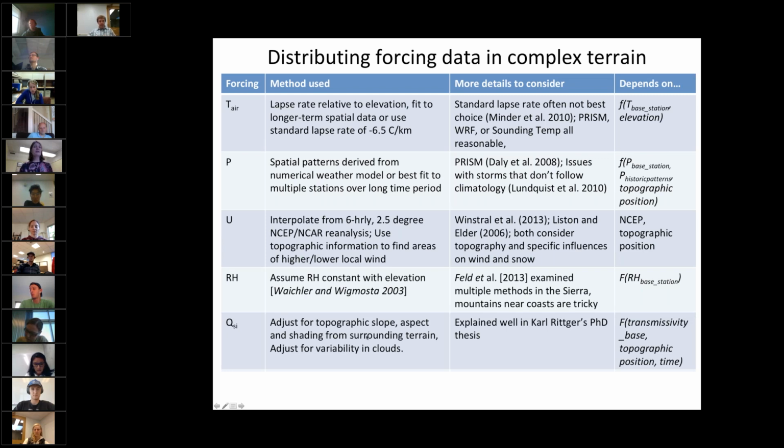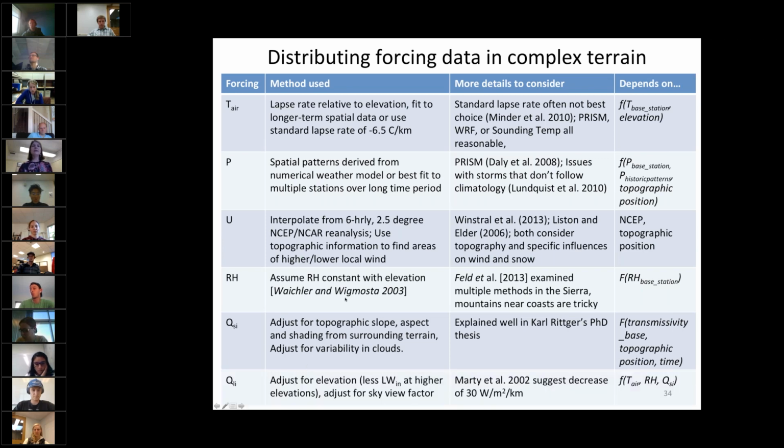Shortwave, adjust for topographic slope and aspect, shading from surrounding terrain, and adjust for clouds. And finally, long wave, you adjust for elevation. Basically, there's less atmosphere above you at higher elevations, so there's less water vapor to emit long waves, so you have less long wave at higher elevations. You want to adjust for a sky view factor. How much of the sky do you see as opposed to mountains or trees or something else? Basically, long wave occurs over a hemisphere. And the rule of thumb is a decrease in long wave of 30 watts per meter squared per kilometer.